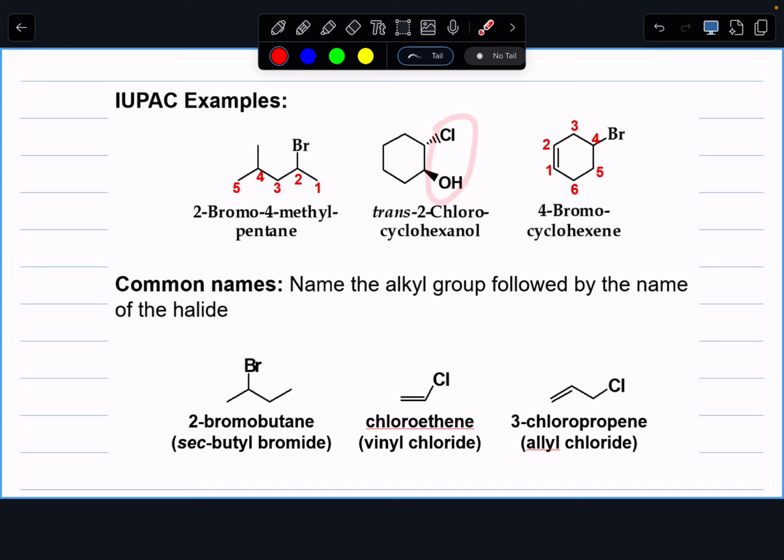And we have the stereochemistry. Trans means your chloro and the OH are on opposite faces of your molecule. And at the end, if we have a double bond, make sure you number the double bond as position number 1. So here we have 1, 2, 3, 4, 5, 6, 4-bromocyclohexene. If you number it a different way, you get a different number. So we're favoring the smaller number on the bromo while keeping the alkene at the first position.